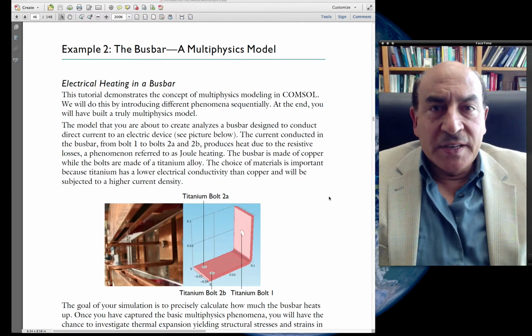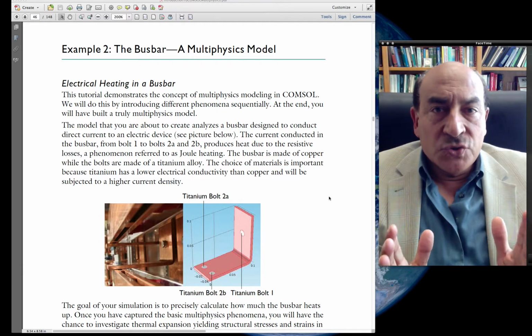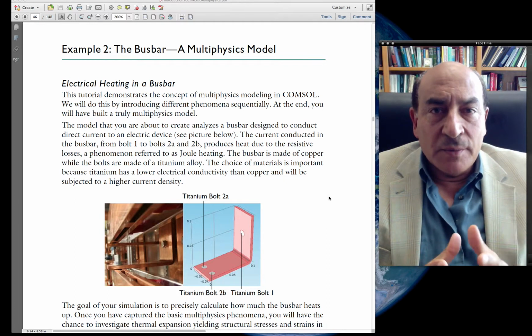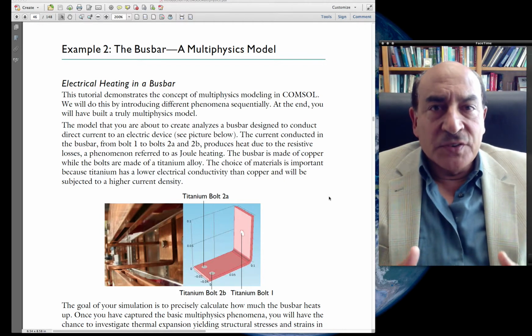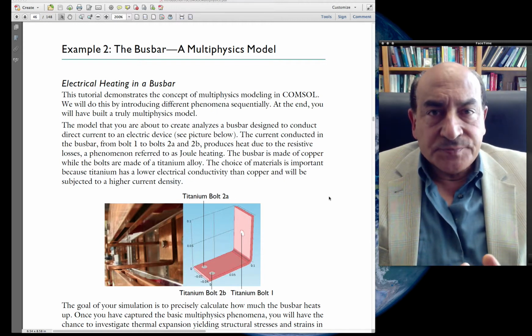I'm going to explain in this tutorial how we're going to use Comsol to analyze a problem that has two different types of physics that are kind of coupled together. So it is kind of the first example of what we call multiphysics. And the physics we will study will be explored using a simple design of a bus bar.